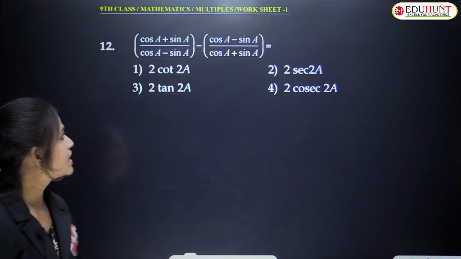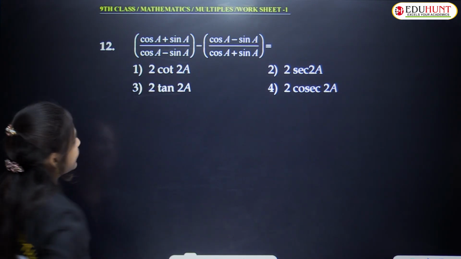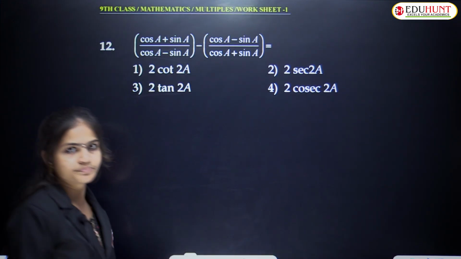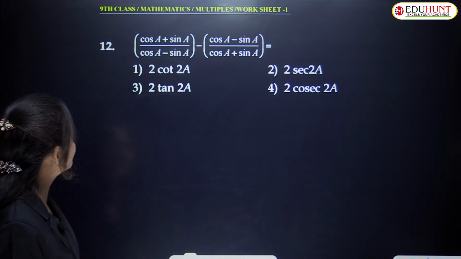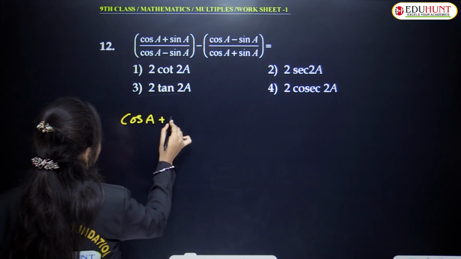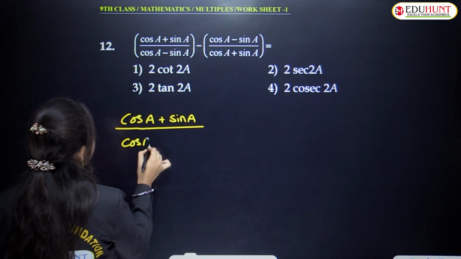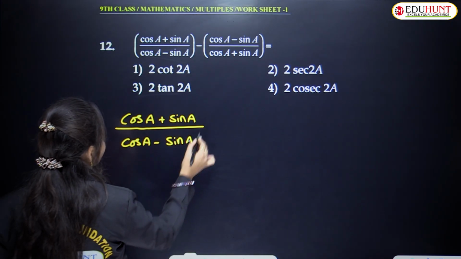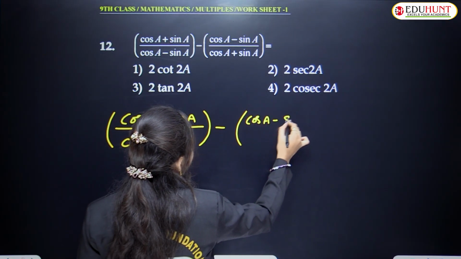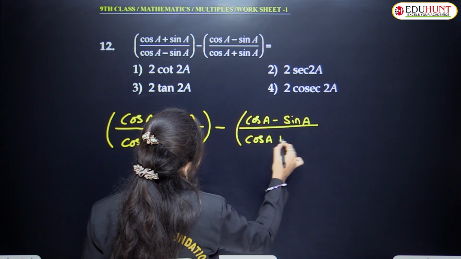Yes, 12th question. So here also cos A plus sin A by cos A minus sin A, minus cos A minus sin A by cos A plus sin A. Understand? So that is the given question. So what they have given here? Cos A plus sin A whole by cos A minus sin A, minus cos A minus sin A whole by cos A plus sin A.